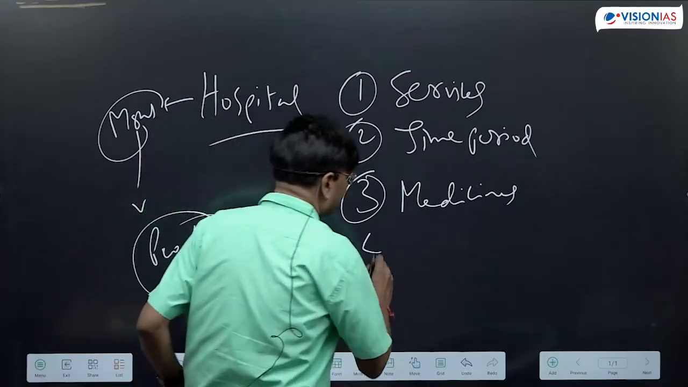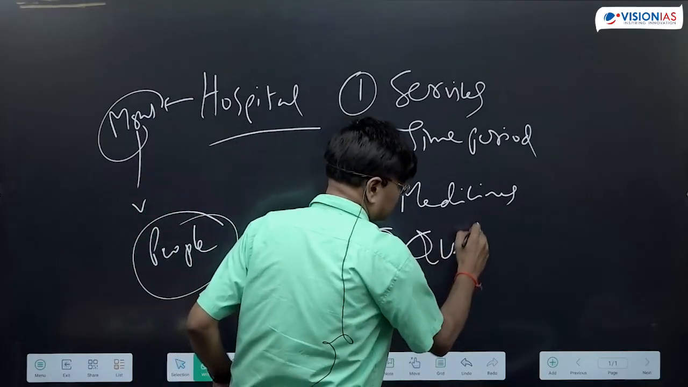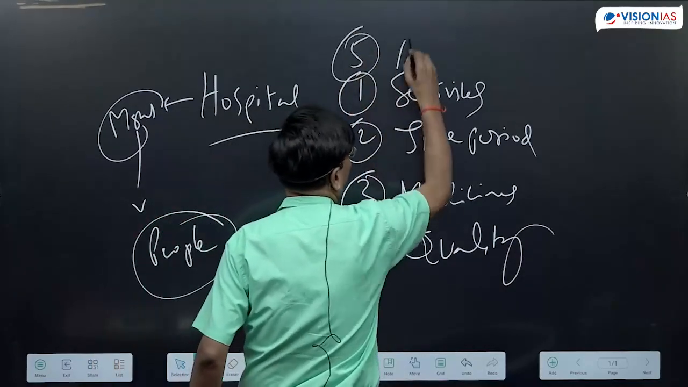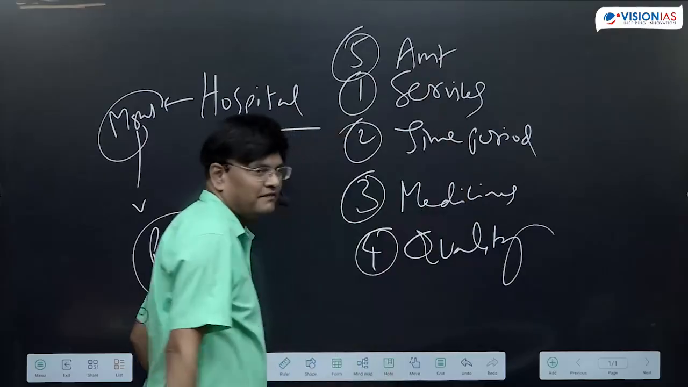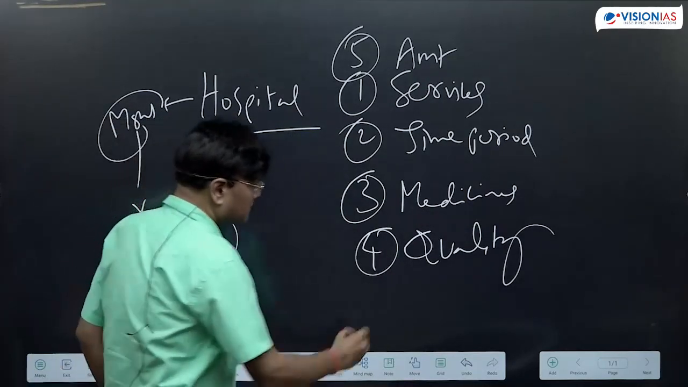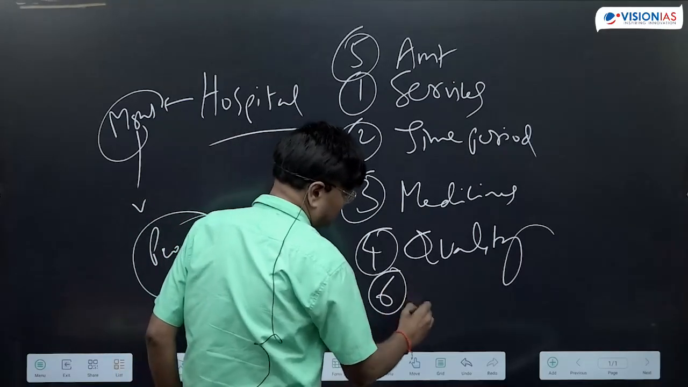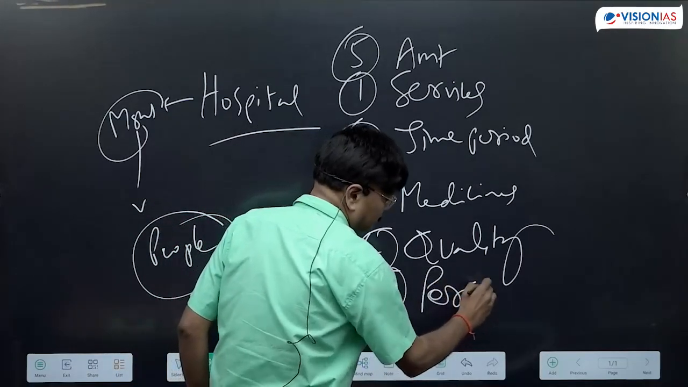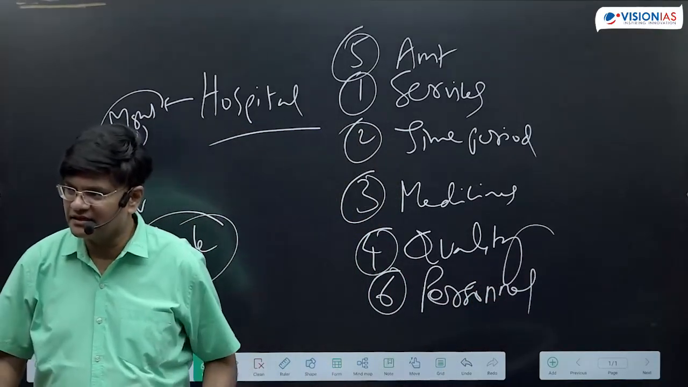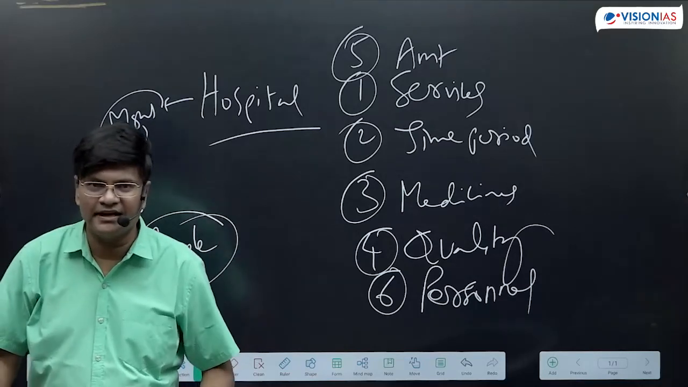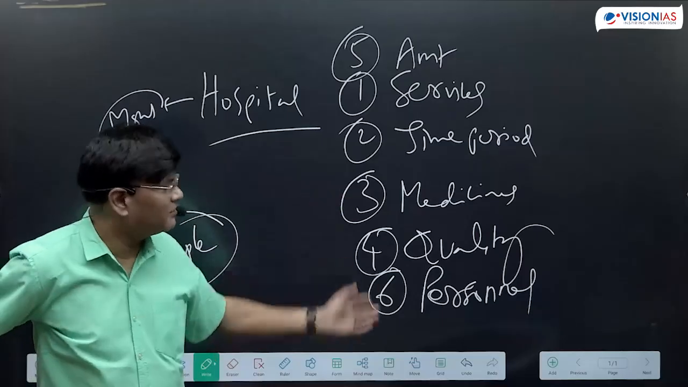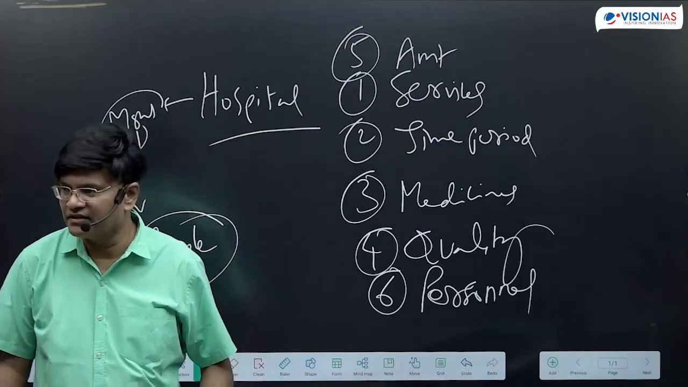And what is the quality of services they are providing? Then what is the amount of money the government has given to the hospital? And who are the personnel available in the hospital? How many doctors, and other medical and non-medical staff. Citizen charters contain all this information.